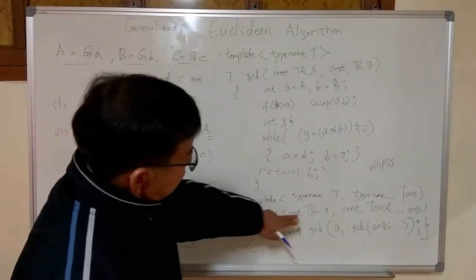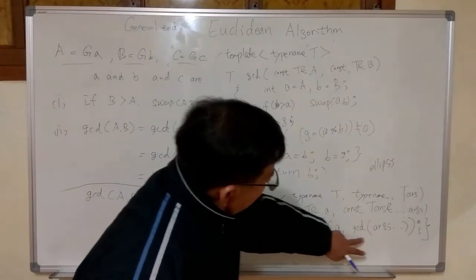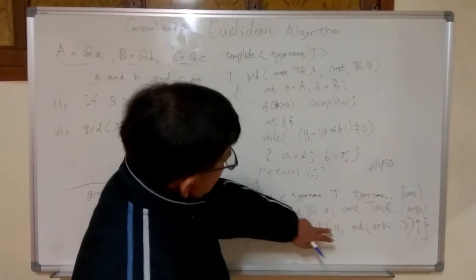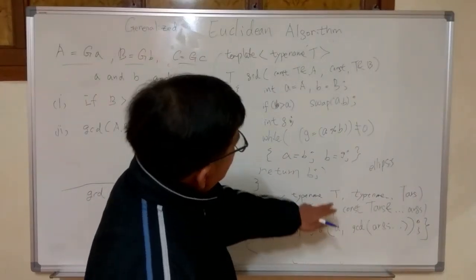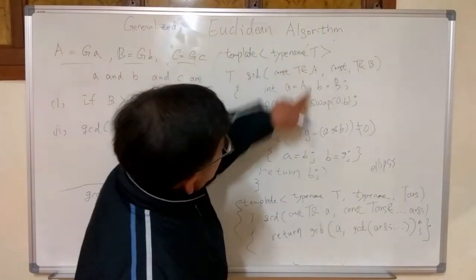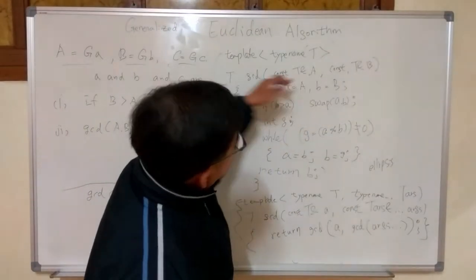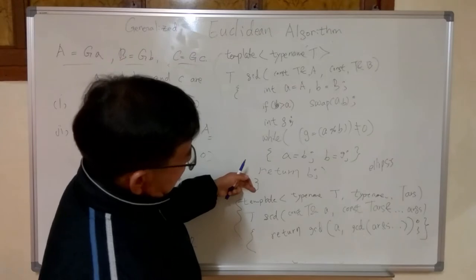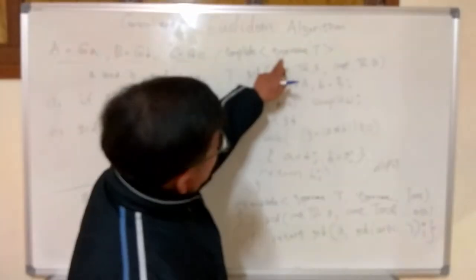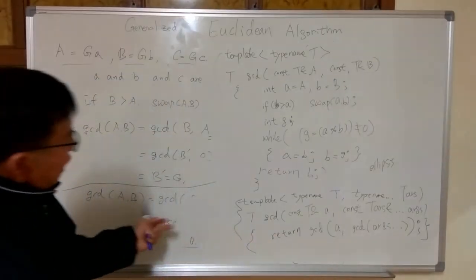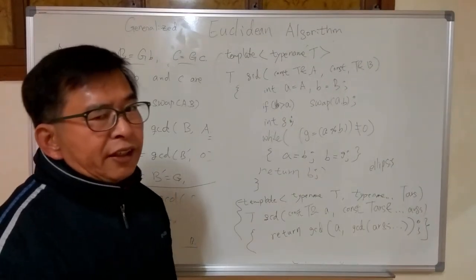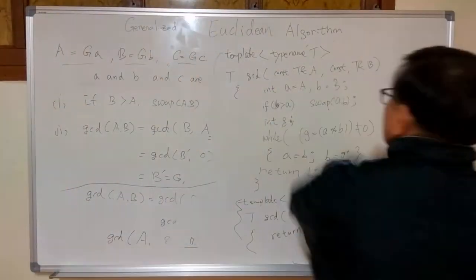So this function passes this parameter pack to itself again and again until it becomes two arguments. Then it becomes two parameters. Then this function will be executed. Then if it returns, it finally executes again, so that we can get the result. This way, we can generalize the Euclidean algorithm.